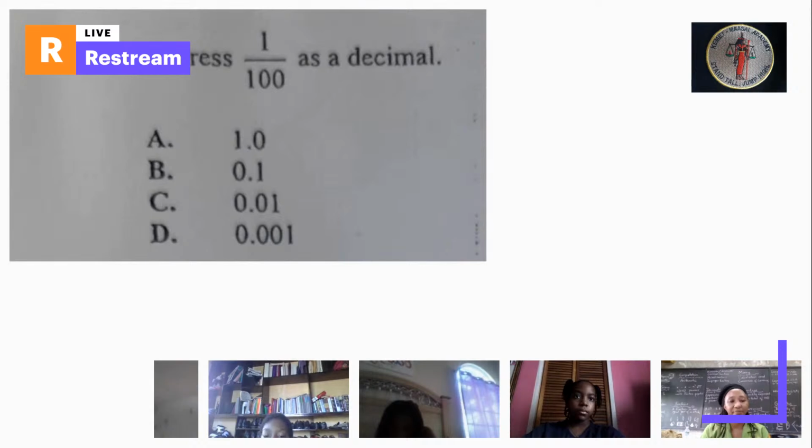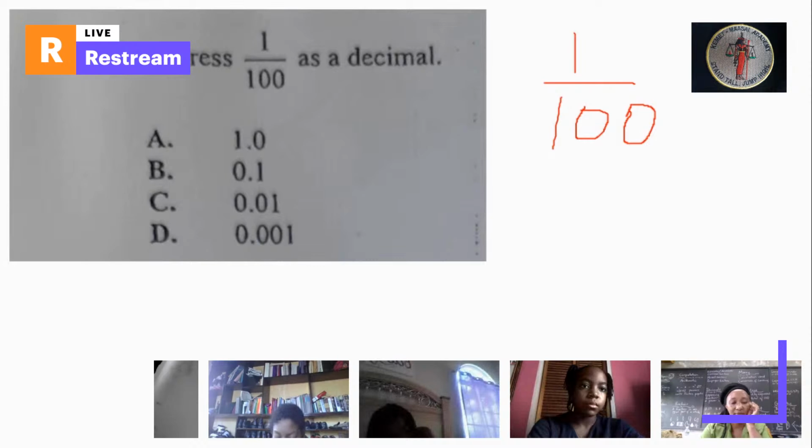Madison, number 5. Express 1/100th as a decimal. Miss, 0.01. All right, so how do we change 1/100th to a decimal? Miss, I don't know. I just know that there's 2 decimal places when there's 100.